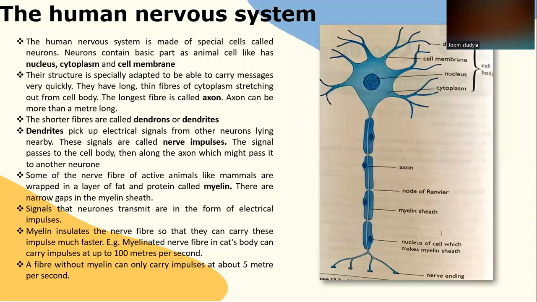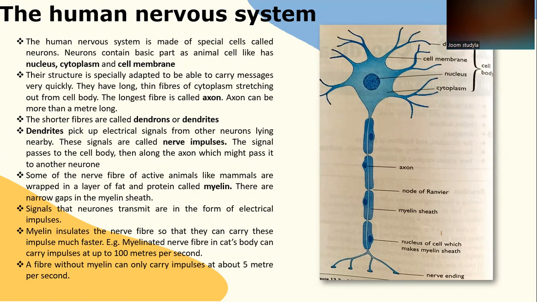The human nervous system. The human nervous system is made of special cells called neurons. Neurons contain the same basic parts as animal cells, which are the nucleus, cytoplasm, and cell membrane. Their structure is specially adapted to be able to carry messages very quickly. They have long, thin fibers of cytoplasm stretching out from the cell body. The longest fiber is called the axon.